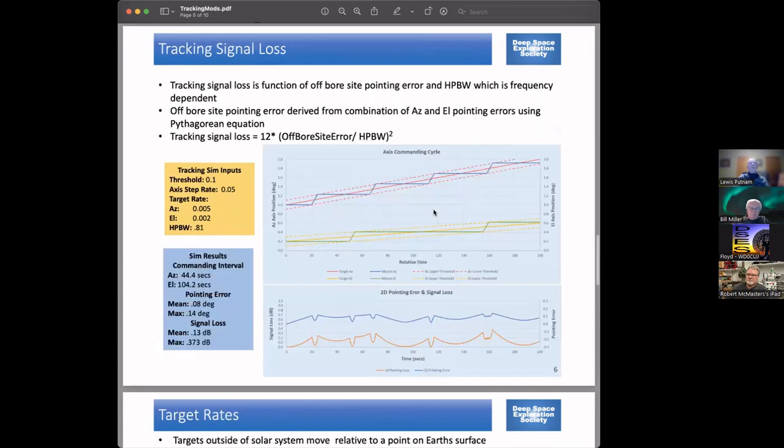Go on. So we're going to look at the signal loss in a little more detail, just so everybody will understand what's happening. This is the same example as the previous foresight view, just presented in a different plot method. In the example, the azimuth target rate was 5,000th of a degree per second, and the elevation was 2,000th of a degree per second. Those are fairly nominal rates for azimuth and elevation.